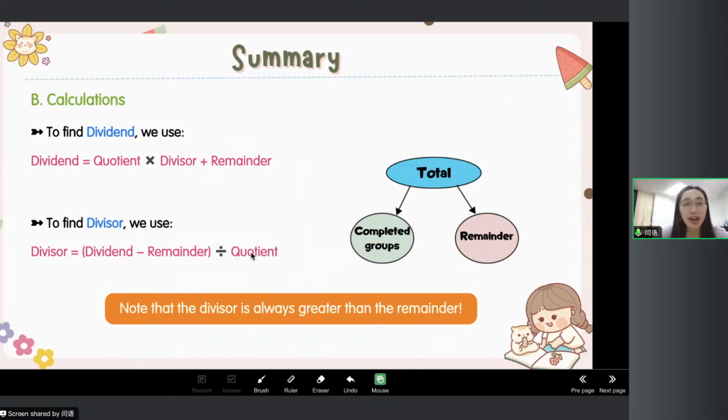And how do we figure out the divisor? That is the dividend minus the remainder first. You find the exact number for the completed groups. Then following this, just divide it by the quotient, okay? Capital R means remainder, okay? And please remember that the divisor is always greater than the remainder, okay?